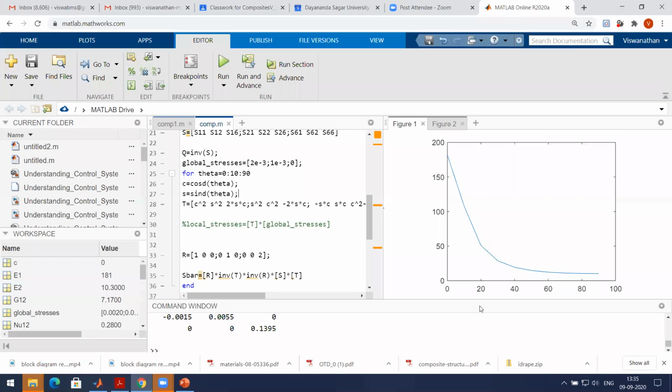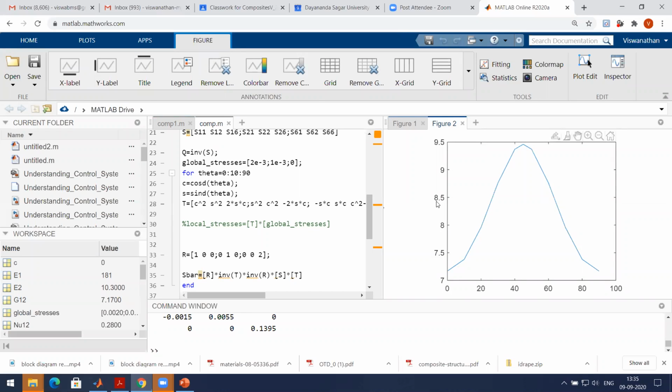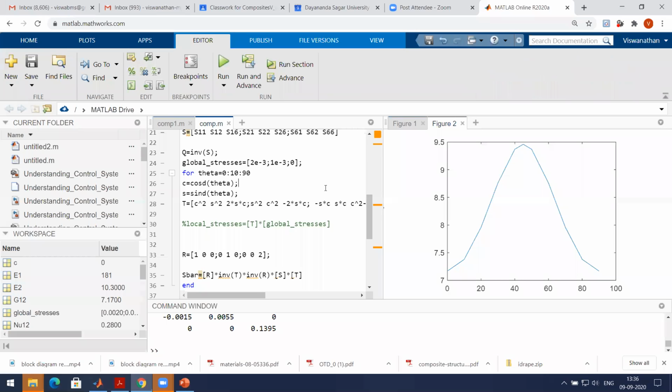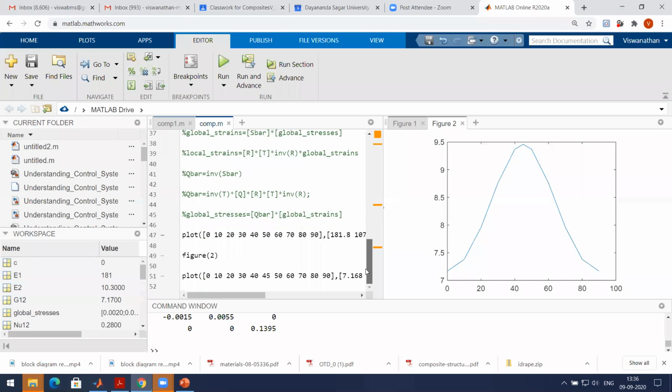Variation of the EX versus the angle, and also the variation of GXY with the angle. So any questions in this, any doubts in this? Were you able to code this? Did anybody try this, doing this? I had put this in the Google Classroom also. Did anybody try plotting these things? Yes, sir. Okay, so you were able to do it? Any issues?